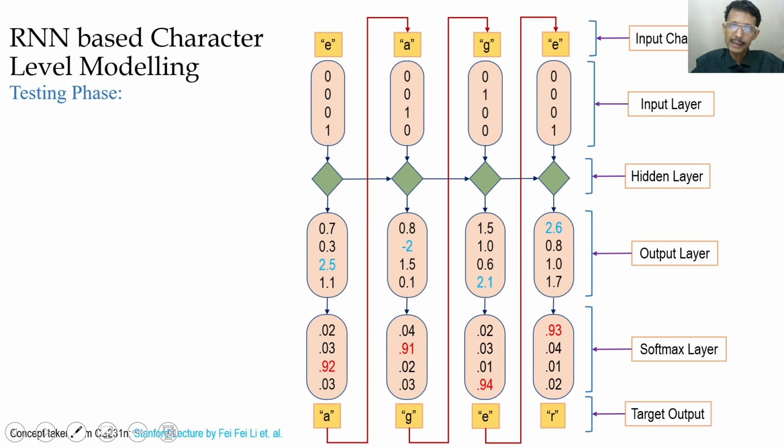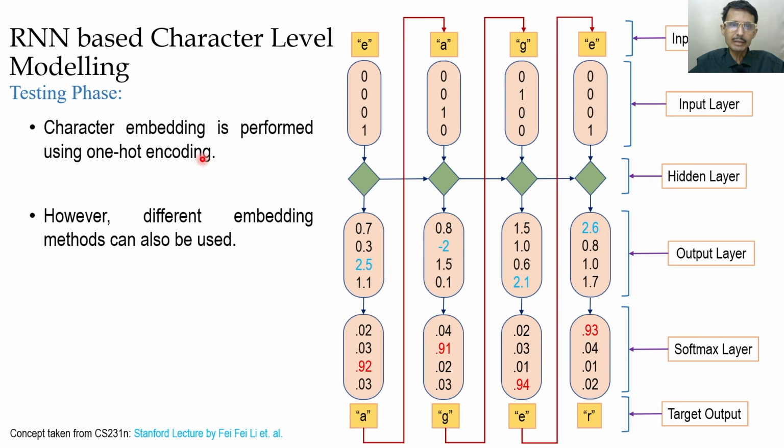In this way, the basic RNN does character level modeling. That is the first criterion. Character level embedding here is one-hot encoding, as we have said. However, different embedding methods can also be used.